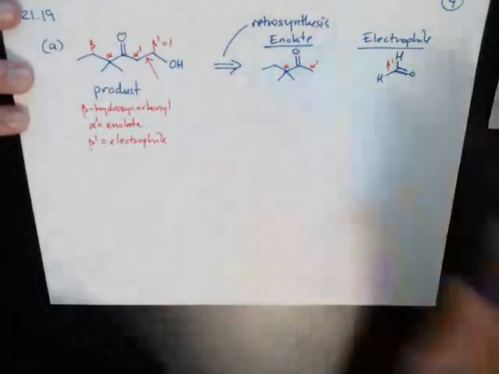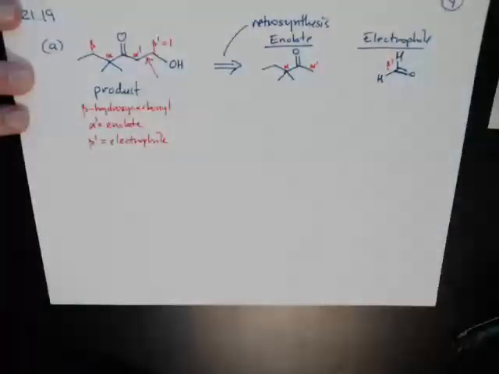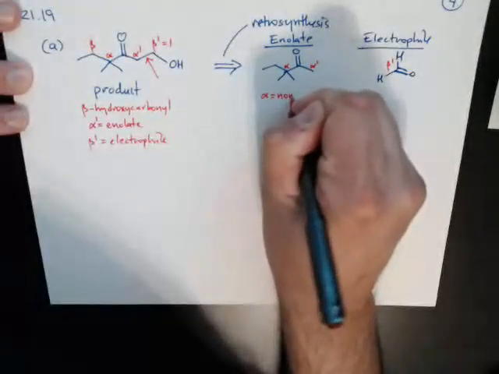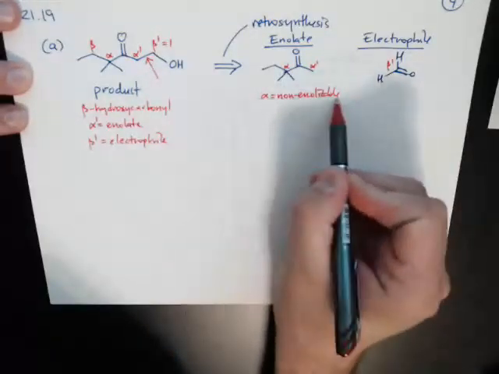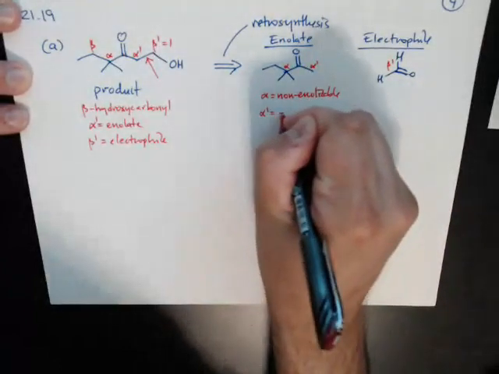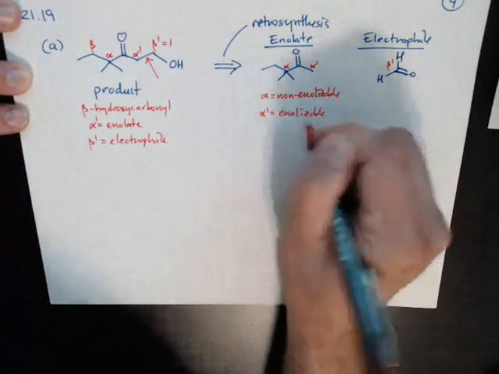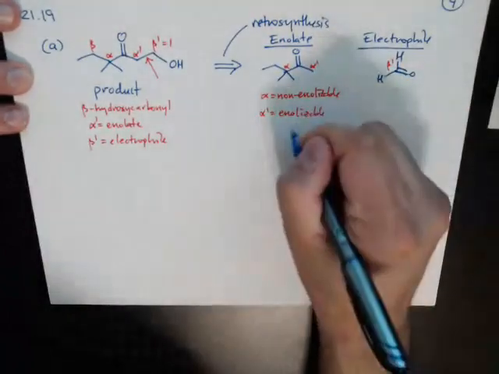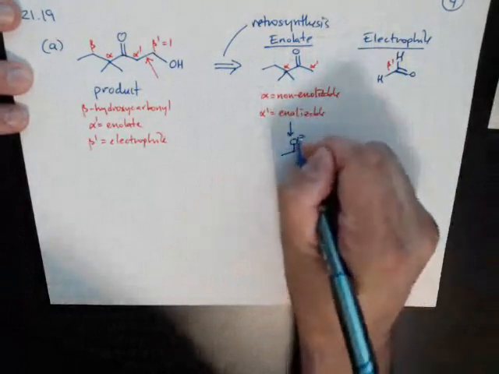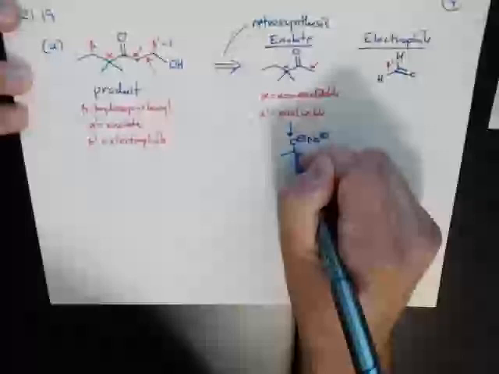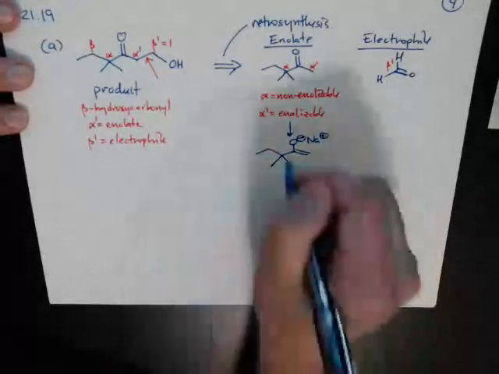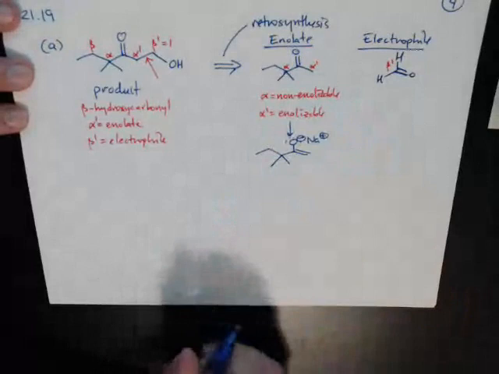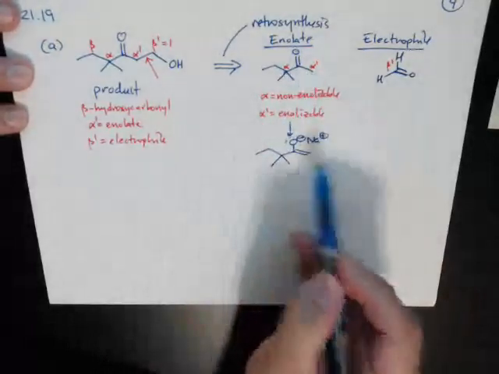If we look at A, remember A we said, or excuse me, alpha. There's no hydrogens on alpha, so that's non-enolizable. So alpha prime is enolizable. The enolate form would be that. So we've enolized, that's supplying the electrons to attack formaldehyde, and that's how we end up with this product.